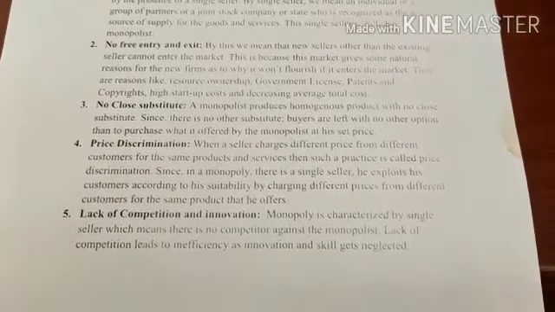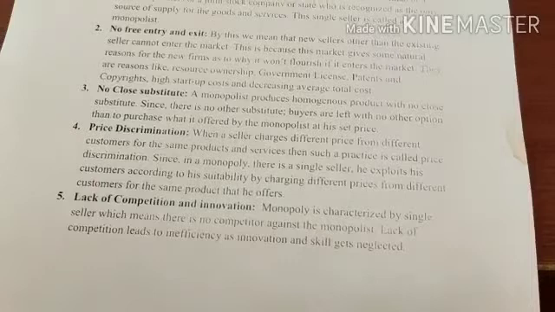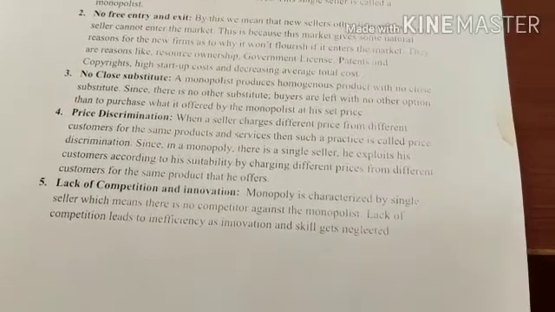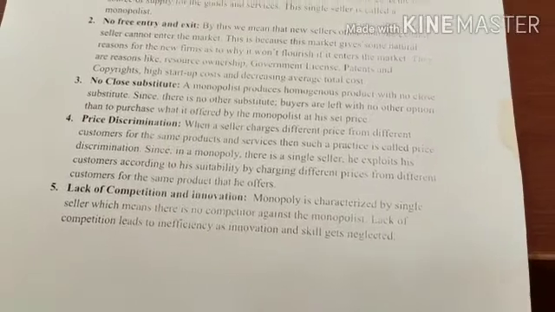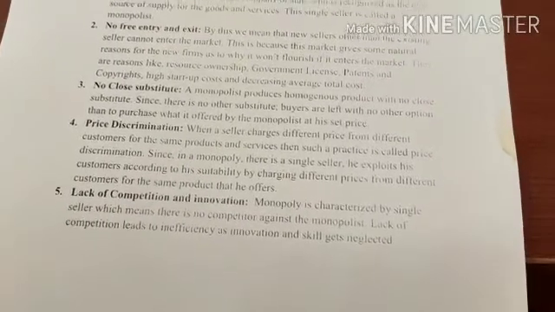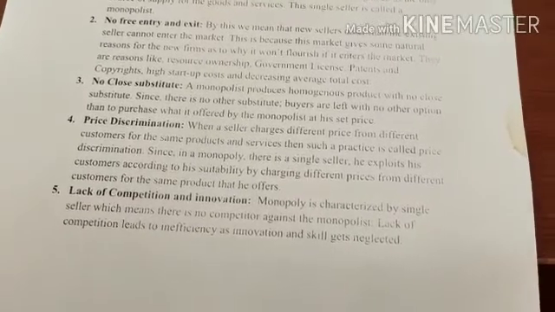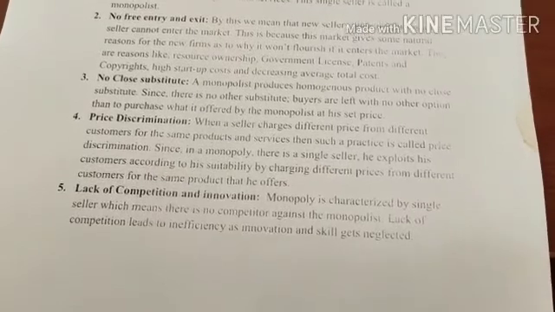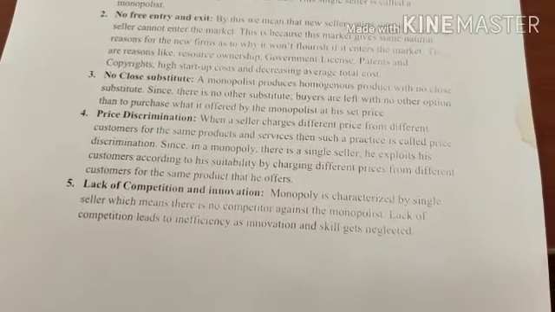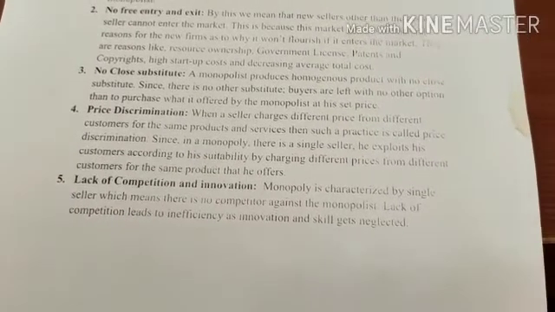And the last one is that there is lack of competition and innovation. Definitely, because there is no competition for the monopolist, because there is only one seller and he is the ruler of the market. So he often feels that there is no one to stand against him. He feels that he is the only person ruling this market and will never be competed by anyone else. So that's why the seller feels complacent. He feels comfortable as he is, and he will never try to improve anything.